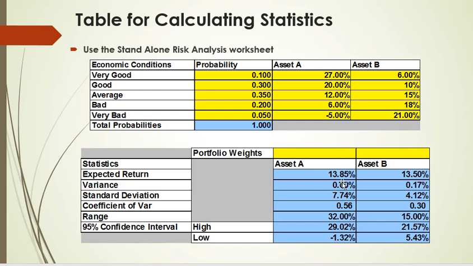A averages 13.85 and B is 13.5. So B is a little bit lower return, obviously, than A. What about risk? If you look at risk, A is 7.74 and B is 4.12.